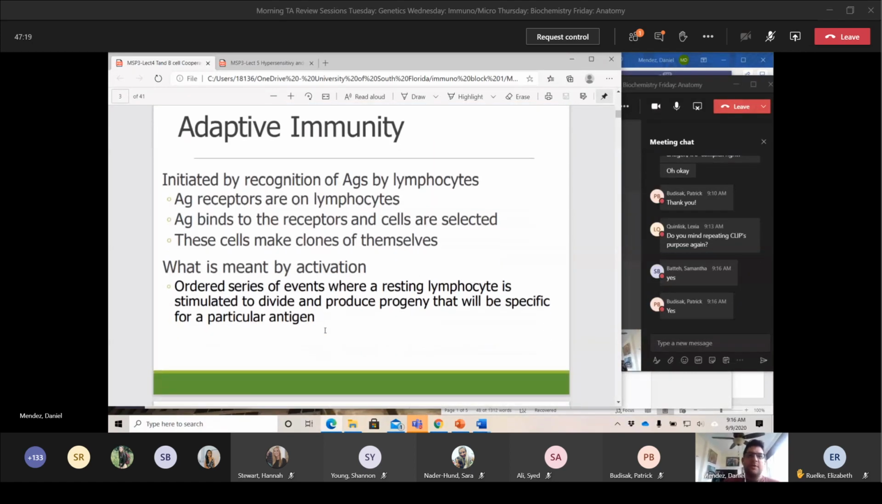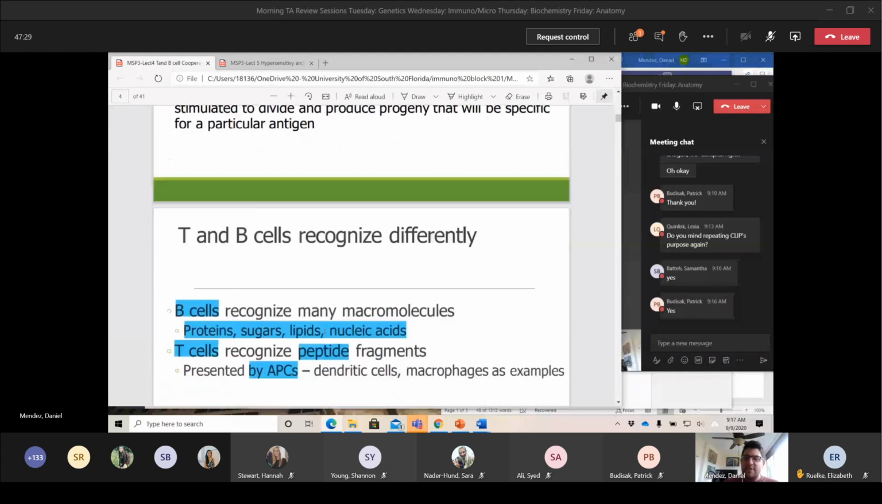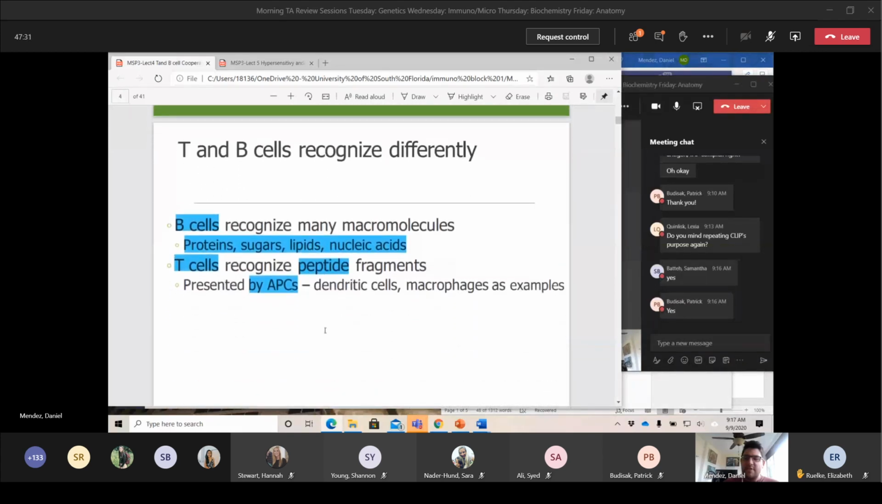Once again, a little bit of review. Adaptive immunity, she just talked about this. The entire first section of immuno is just talking about the different types of immunity, so you should know this by now. T cells and B cells, what they recognize, and the types of antigens or macromolecules they recognize. This is extremely important to know what types of molecules will elicit what response.